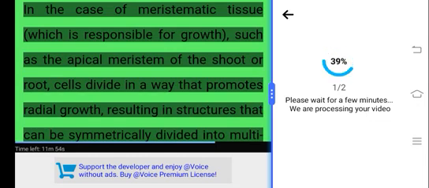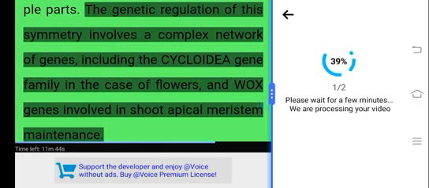root, cells divide in a way that promotes radial growth, resulting in structures that can be symmetrically divided into multiple parts. The genetic regulation of this symmetry involves a complex network of genes, including the cycloidea gene family in the case of flowers, and WOX genes involved in shoot apical meristem maintenance.